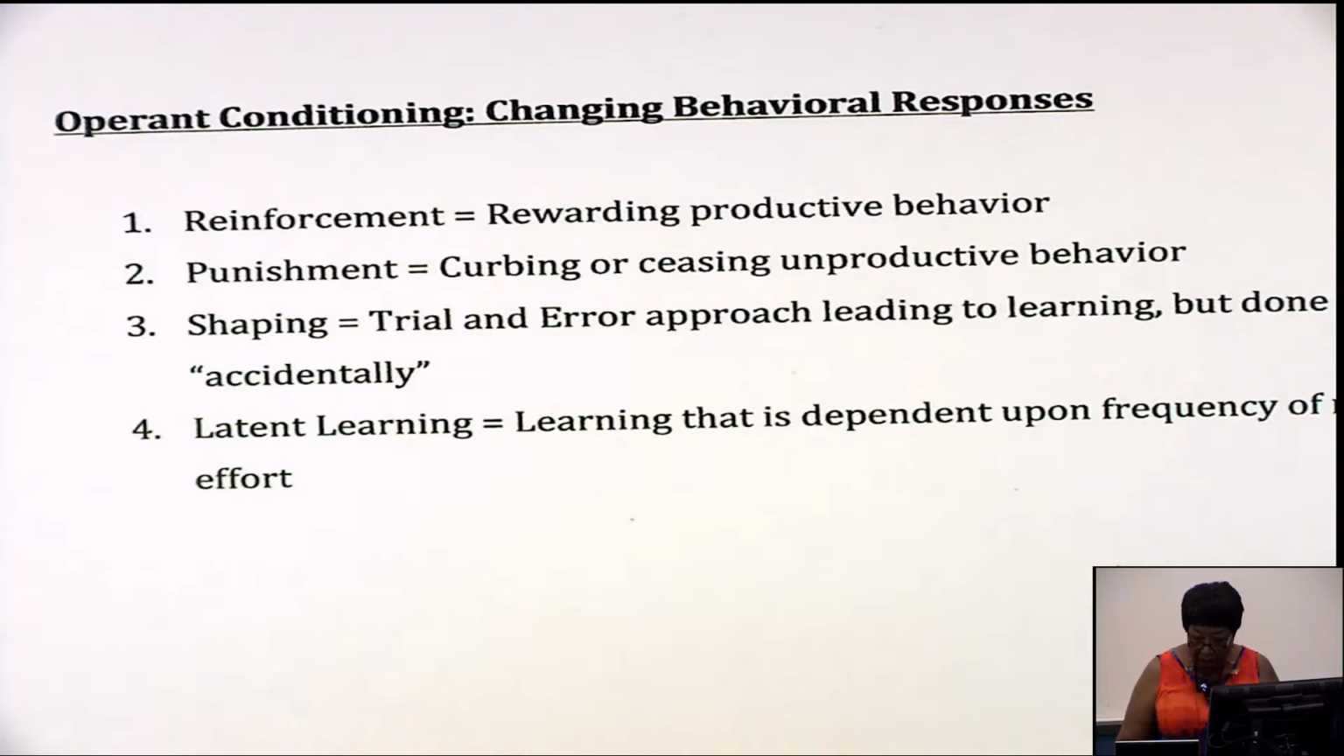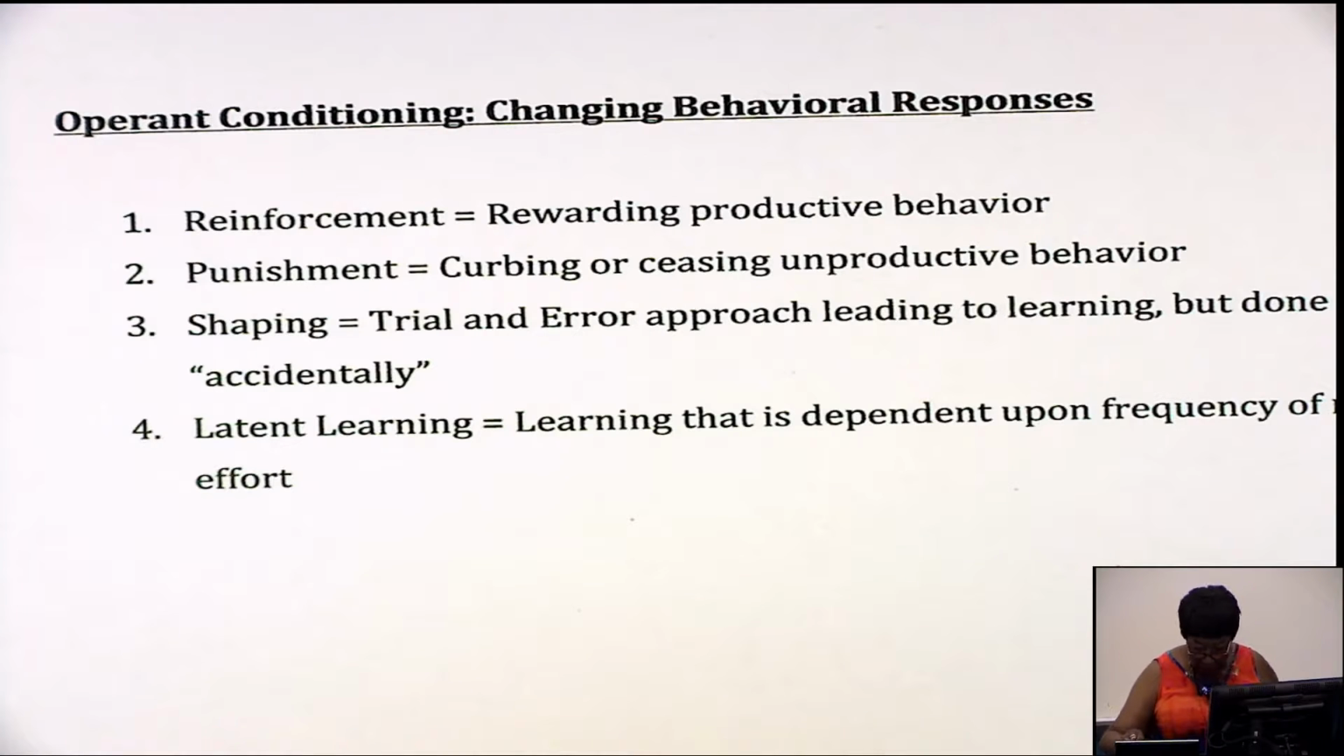Whereas operant conditioning has nothing to do with instincts and what you're born with. Operant conditioning has to do with changing behavioral responses. There are four terms that are important for you to learn, and more terms in addition that I'll talk about. But you're going to learn about reinforcement, punishment, shaping, and latent learning.